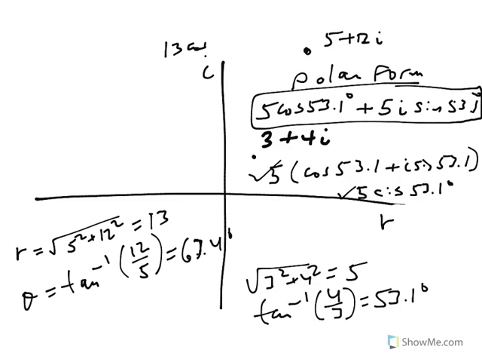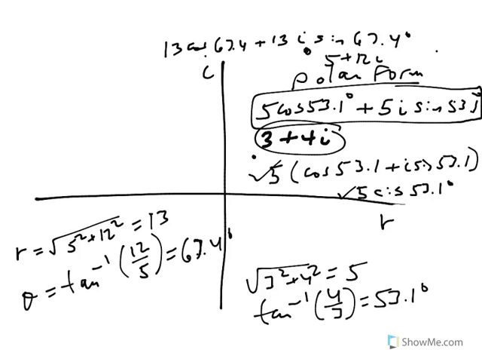So the 5 plus 12i in polar form could be written as 13 cosine 67.4, not comma, but plus 13, put the i in between the 13 and the sine, so 13i sine 67.4 degrees. So I changed both 3 plus 4i and what was originally 5 plus 12i into this polar form.